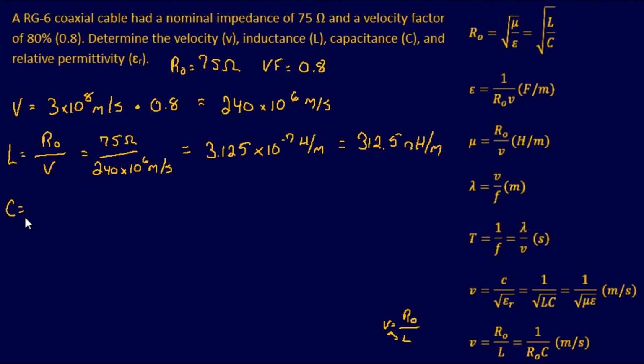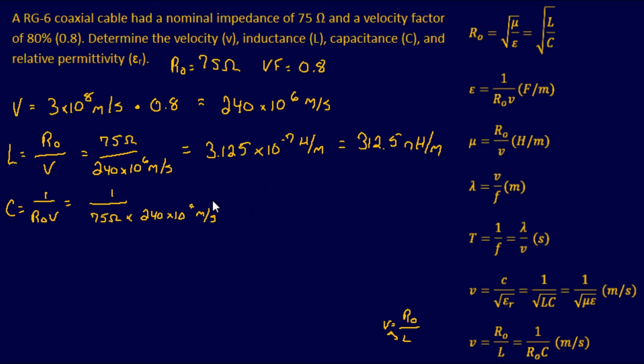Alright, so we're looking for C. Well, same thing as earlier. I can use the equation down here, 1 over R sub O times C, so I can swap the velocity around with the capacitance. Pretty simple. Also, be aware I have my permittivity right there. Same answer. So I can use either one of these equations to find our answer. It's just how you manipulate them. So this one's going to be 1 over our impedance times velocity. So it's 1 over 75 ohms times 240 times 10 to the 6 meters per second.